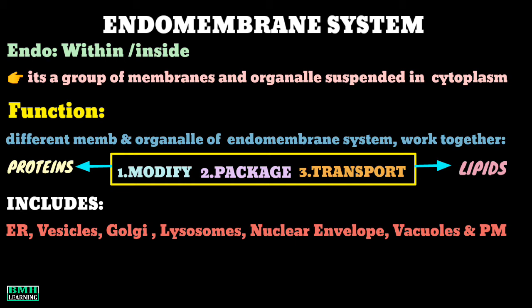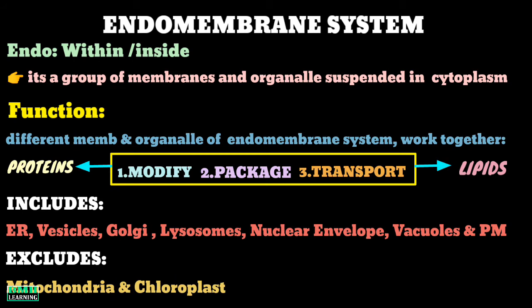The endomembrane system does not include the membranes of either mitochondria or chloroplast. Now let's discuss the coordinated working and function of different organelles of the endomembrane system with the example of a protein. The very first organelle in our list is the endoplasmic reticulum.